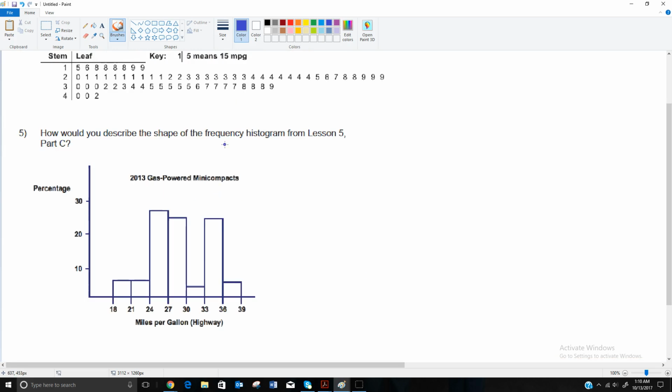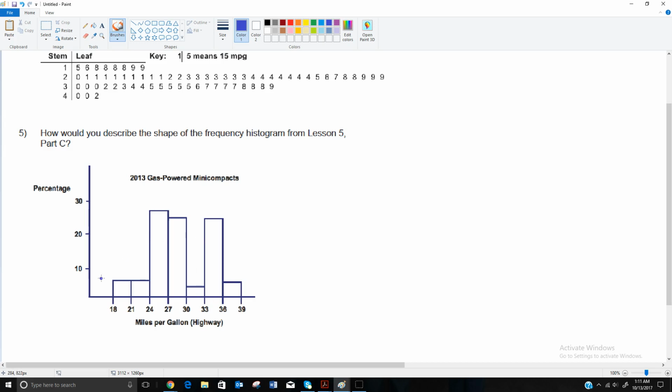It says, how would you describe the shape of this frequency histogram? Well, this is very unusual. This one is what we would call multimodal, because we have these three really high bars, and you can't really say, well, there was the most data in this one certain range. So because these three bars are all almost the same height, we would probably call this multimodal or trimodal.